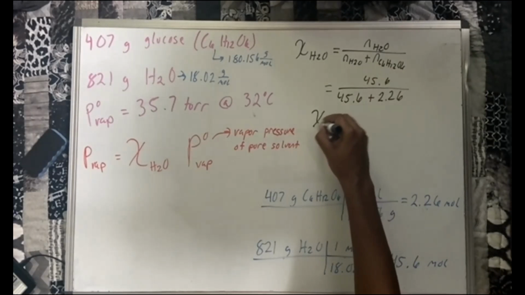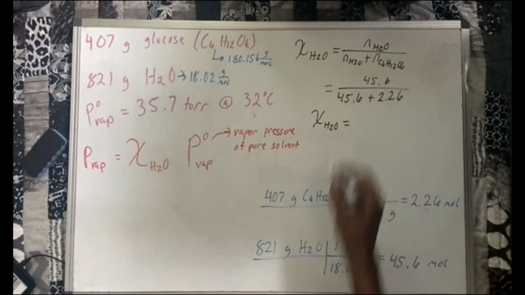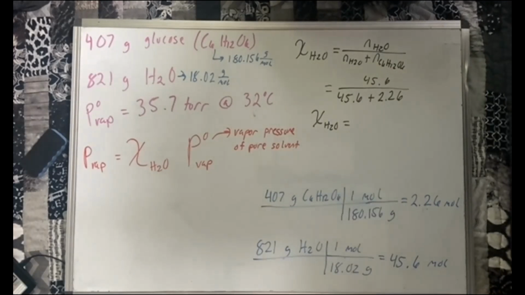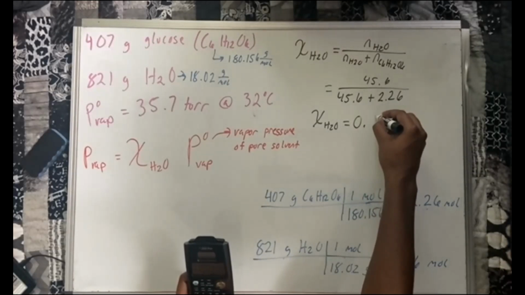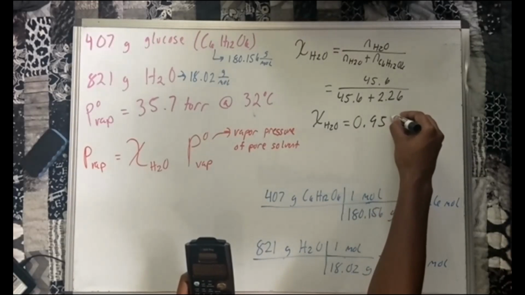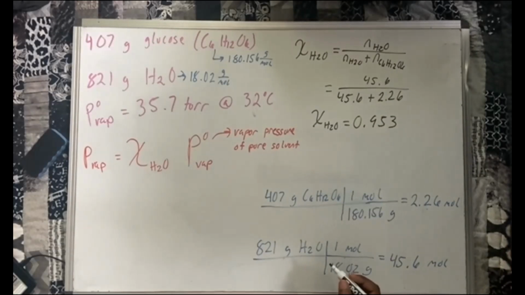So I get my mole fraction of H2O is what? Let's see. That divided by, oh, let me do this plus this, and then this divided by that. So I got 0.953. Okay.